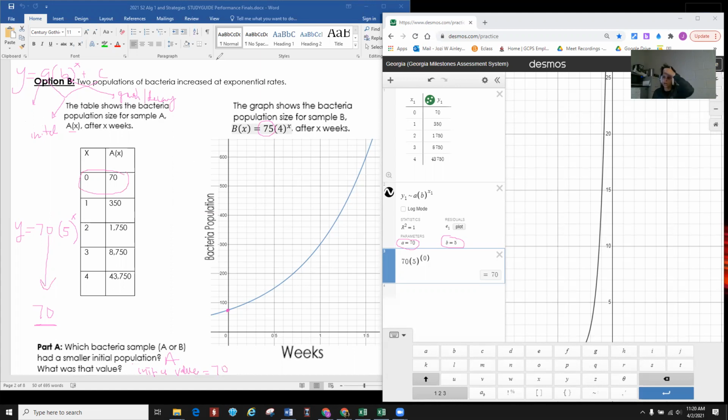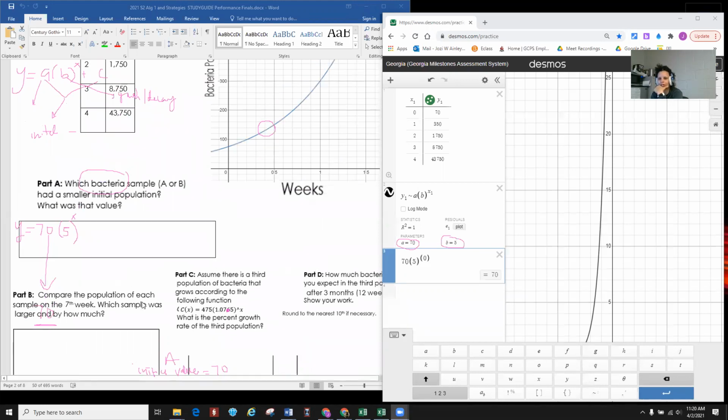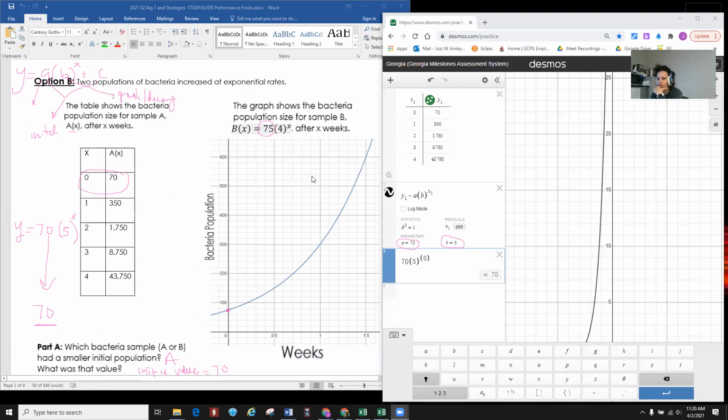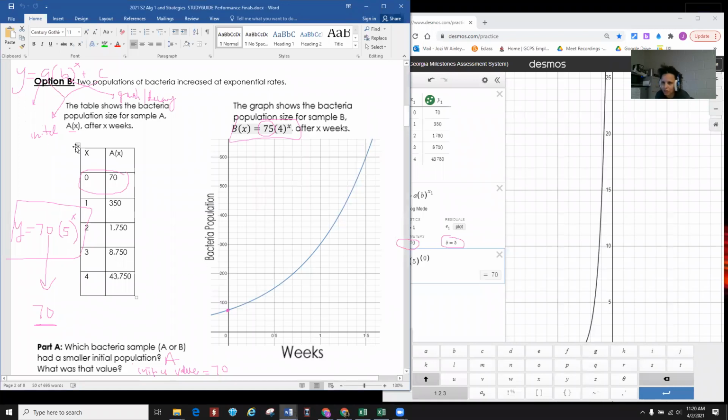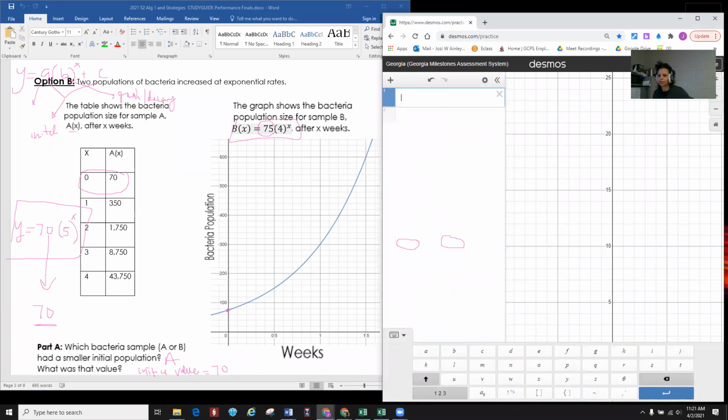Then compare the population of each sample on the 7th week. Which sample was larger and by how much? So I have 2 equations here. Now, if I go to the graph, does it show me 7? It doesn't show me 7, and this one doesn't tell me 7 either. So I'm just going to use both equations. I'm going to erase all of this because I don't need it, and put both of these equations in here.